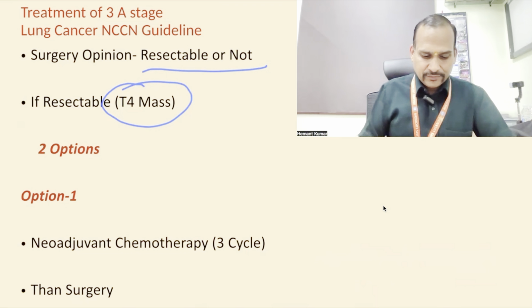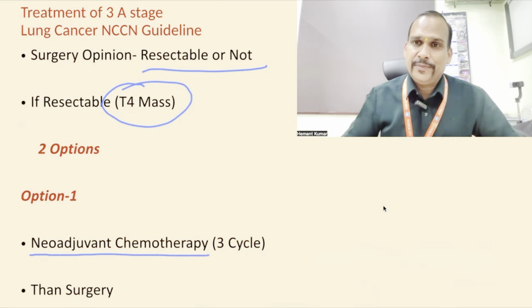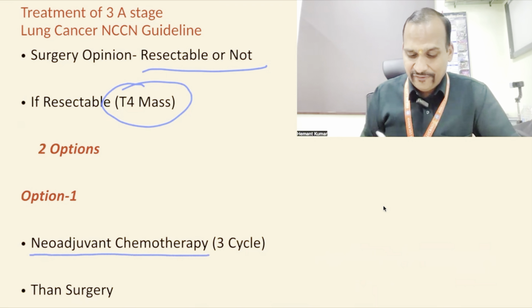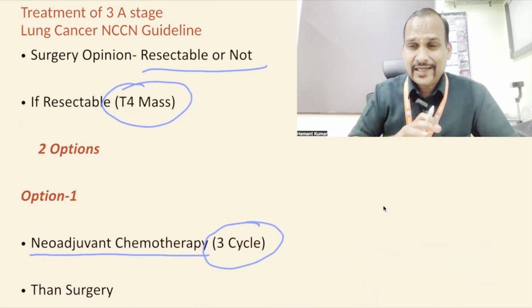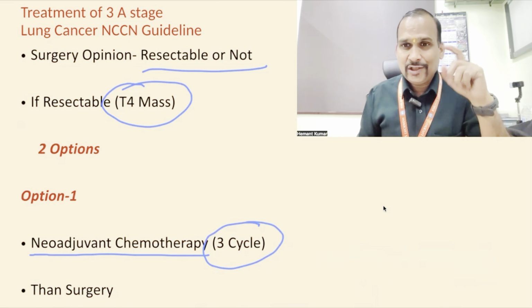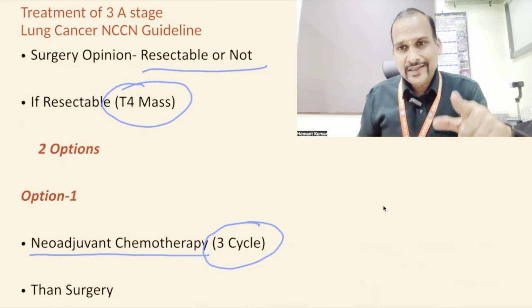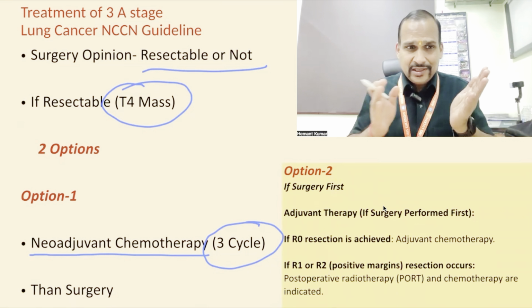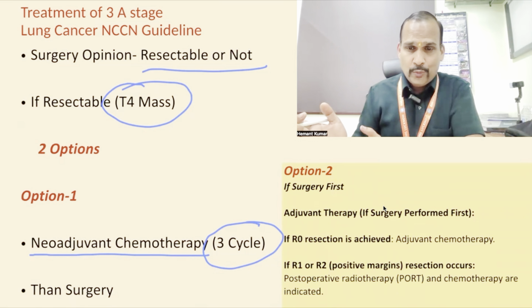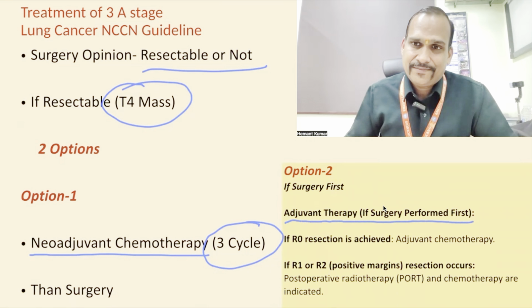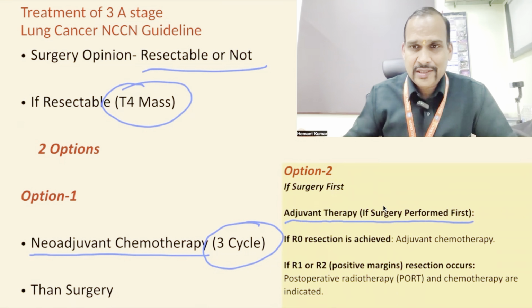So option 1, we have to give neoadjuvant chemotherapy, 3 cycles. Neoadjuvant means prior to surgery. So prior to surgery, we have to give 3 cycles. With these 3 cycles, tumor size will shrink, then the surgeon will operate very easily. This is option 1, neoadjuvant chemotherapy, then surgery. Option 2 is tumor size is small, I can operate now. So if the surgeon is going to operate now, then we have to give adjuvant chemotherapy along with surgery. Okay. First do surgery, then chemotherapy.